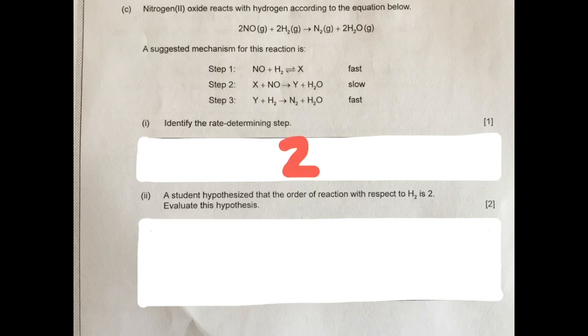But what is the rate law? A student hypothesized that the order of the reaction with respect to H2 is 2. Evaluate this hypothesis. Now, this hypothesis given by the student is based on looking simply at this summary equation and seeing that you have a 2 in front of the H2, and then assuming that the reaction is going to be second order with respect to H2.